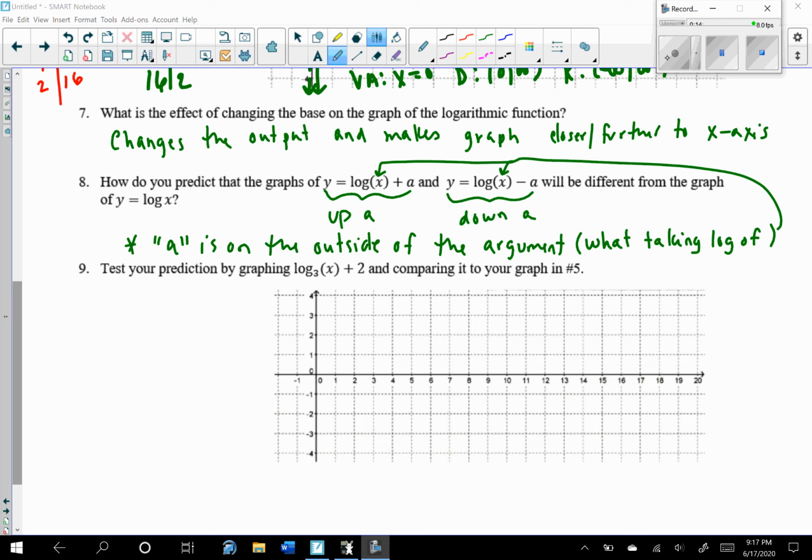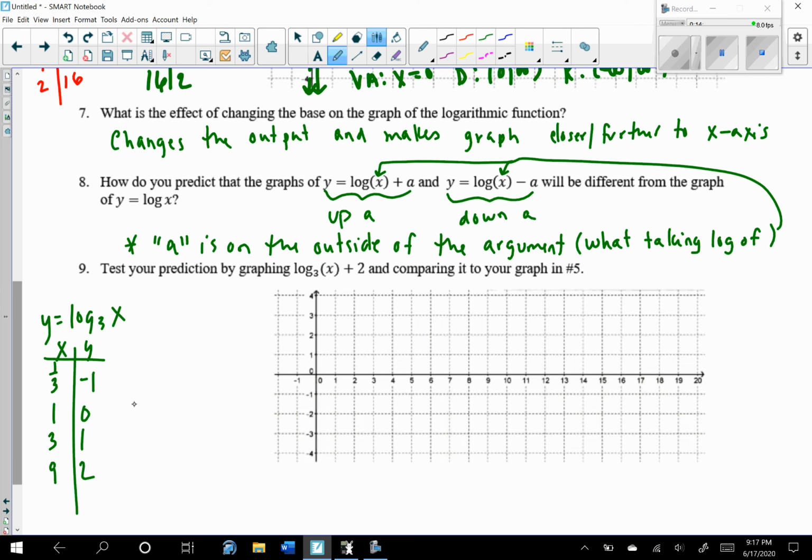So we're going to test our prediction on the graph of y equals the log base 3 of x plus 2, comparing to your graph in question number 5. So the parent graph is y equals log base 3 of x. So we can just use our table above in order to help us graph. So 1/3, -1; 1, 0; 3, 1; 9, 2.